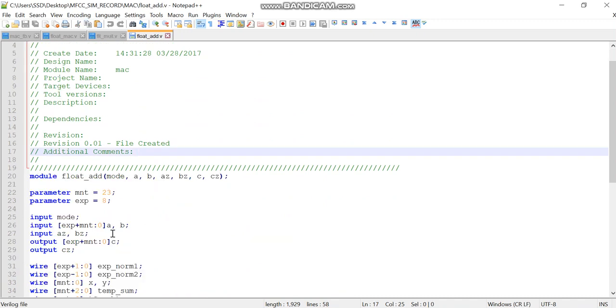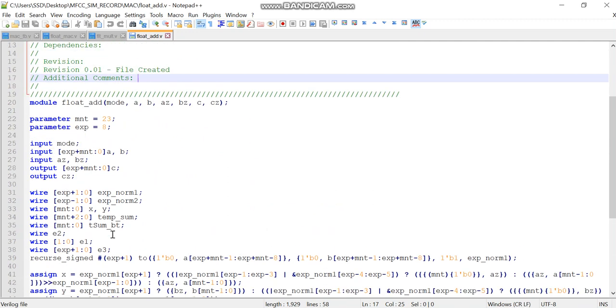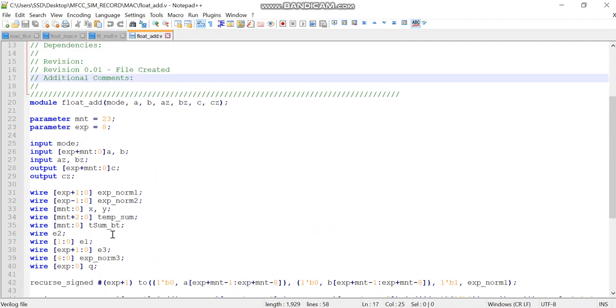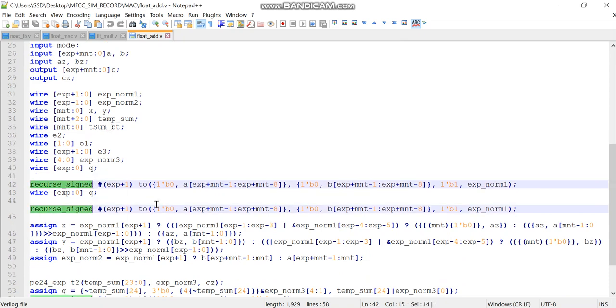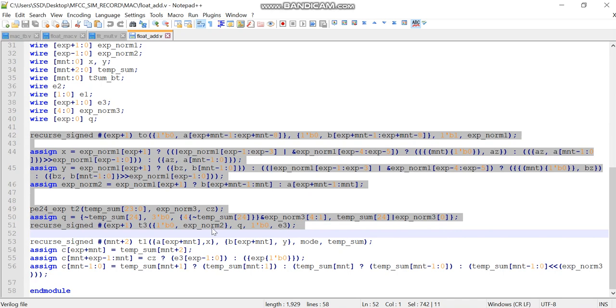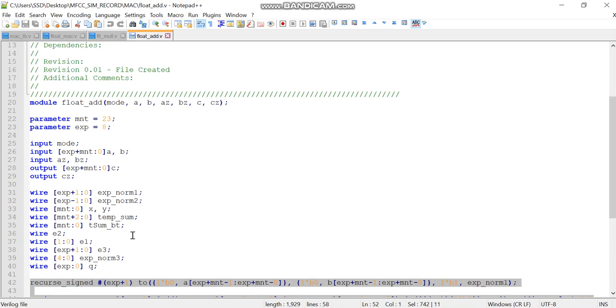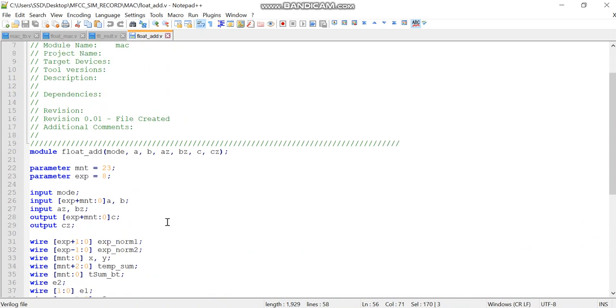Coming to floating point addition, again we have three steps. One is exponent normalization or equalization, then we need to shift the mantissa, and then we need to add the mantissas. As explained, recurse_signed is an integer addition module. This part gives the exponent equalization or normalization, and this part gives the mantissa shifting and addition.